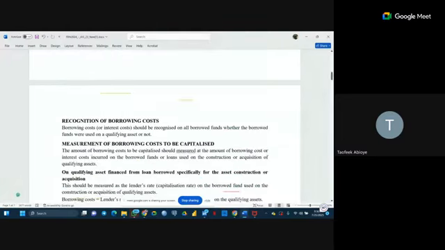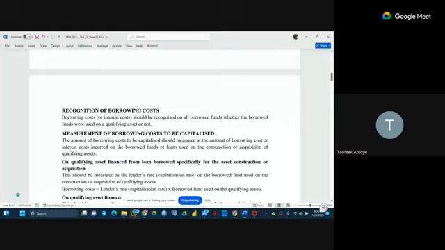So let's look at the recognition of borrowing costs. Borrowing costs should be recognized on all funds, whether the borrowed funds were used on the qualifying asset or not. So this will be better explained where we solve an example on that, but let me just try and explain it. What we mean by this is that you can borrow a fund, and part of this fund, we are going to use it for different projects.